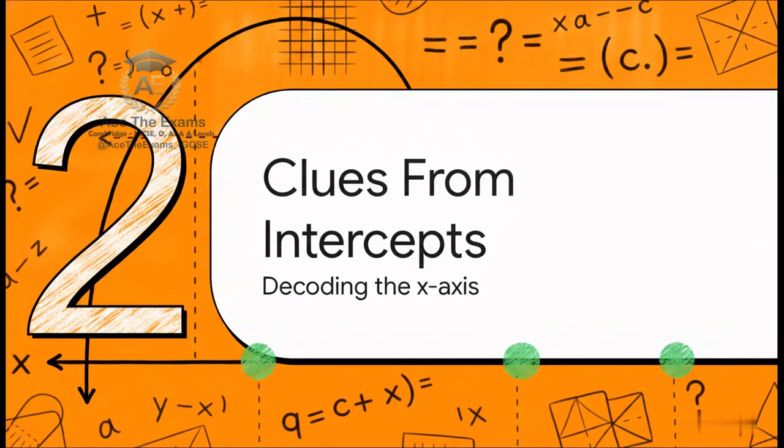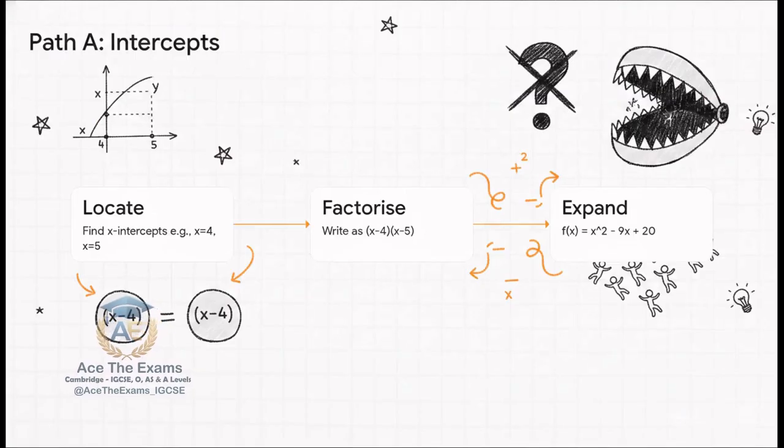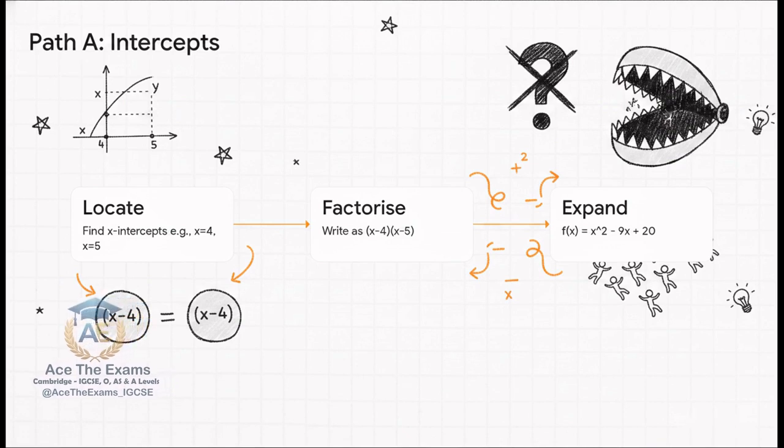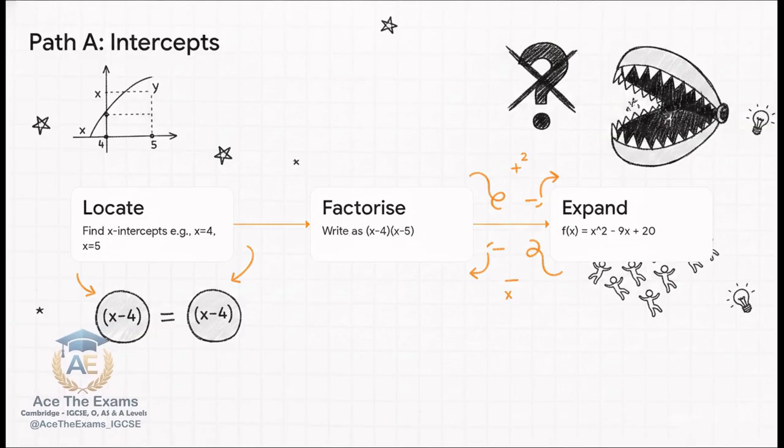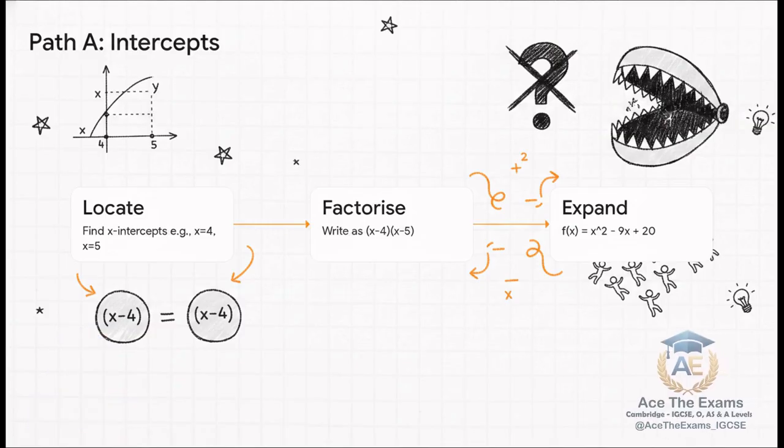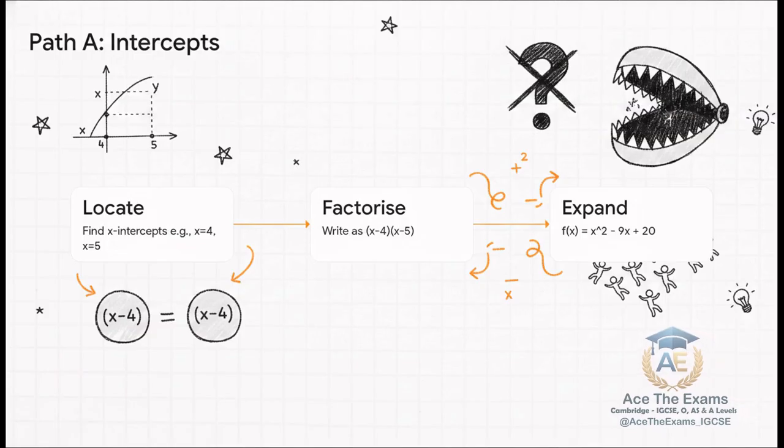All right, let's move to section 2, clues from the intercepts. So whenever a graph crosses the x-axis, the y-coordinate is exactly 0, right? These intersection points are incredibly powerful clues. Here's a basic 3-step process if you're taking path A. Step 1, locate those x-intercepts. Let's say the curve crosses at +4 and +5.